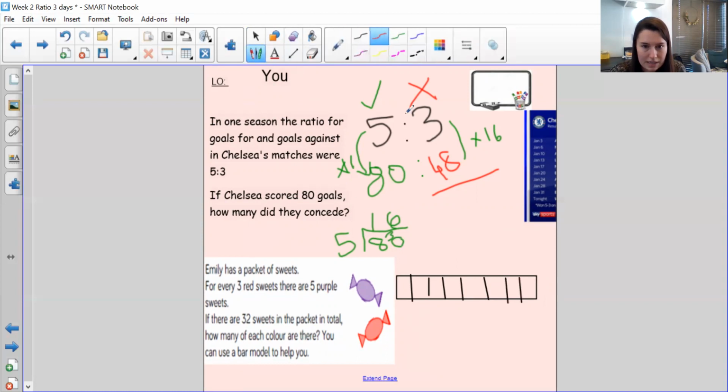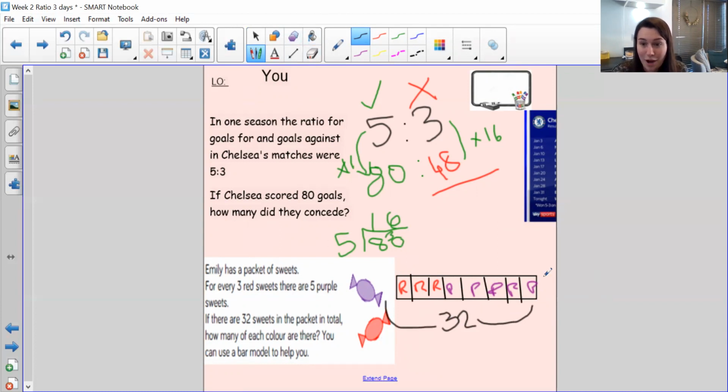Now let's write that in. So 3 red sweets and 5 purple. Okay, if there are 32 sweets in the pack in total, how many of each colour are there? And use that bar method.